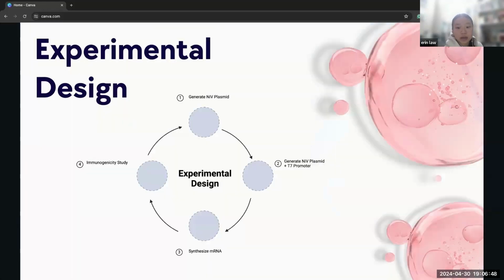Our experimental design has 4 main steps that we will repeat. First, we generate the Nipah virus plasmid. Then we add the T7 promoter to the plasmid and generate mRNA from that. Lastly, we'll check for an immune response from our CHO cells, and then repeat this entire process for each plasmid generated by a vaccine library, which will be discussed on the next slide.